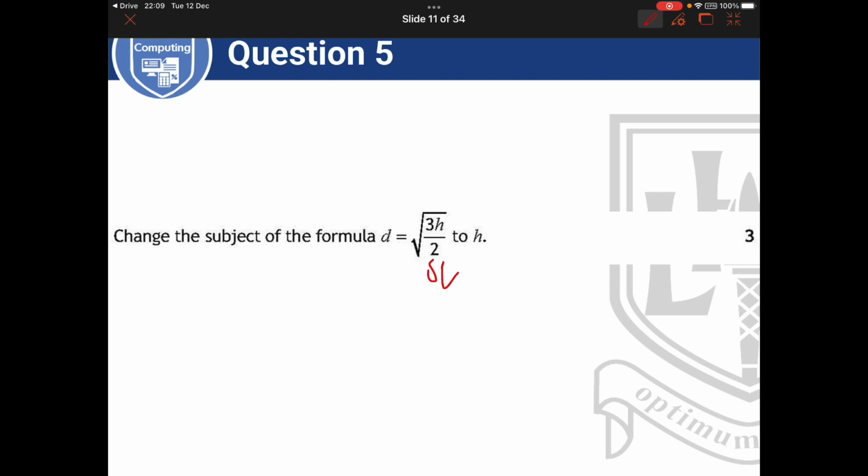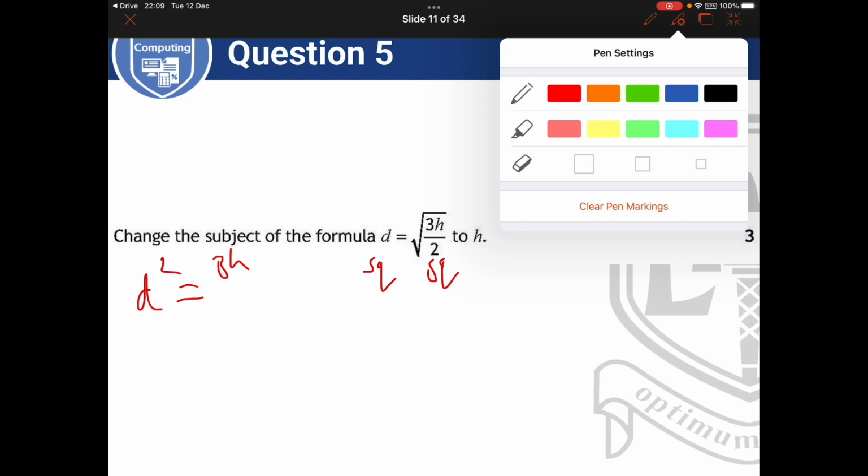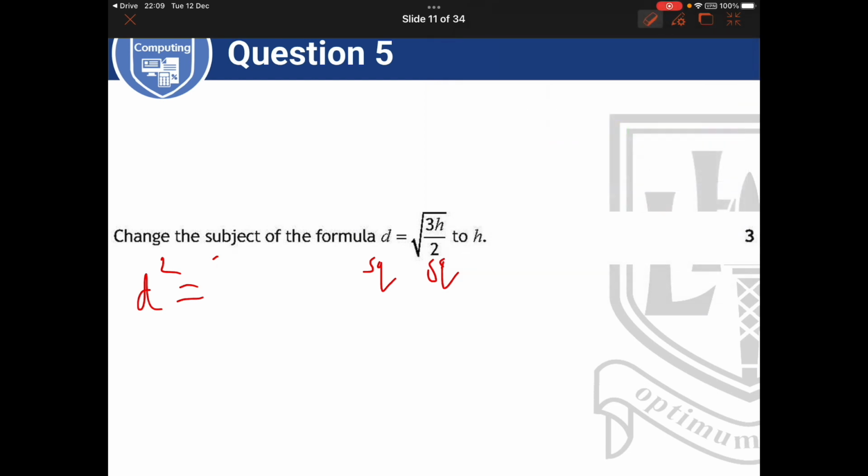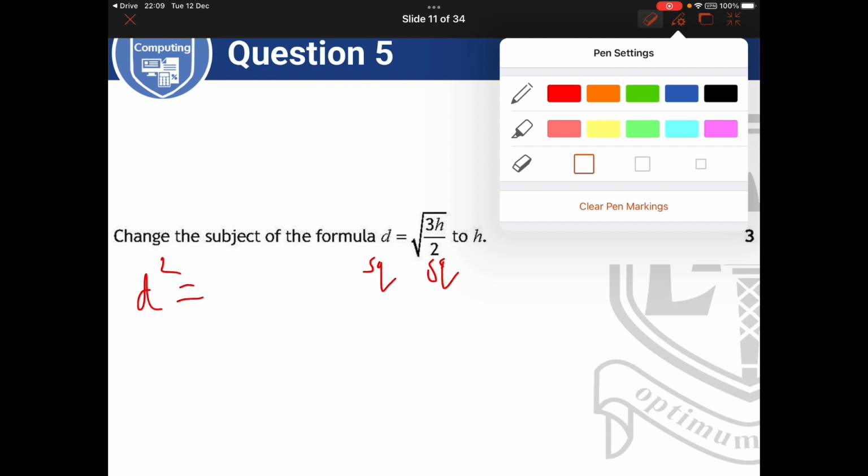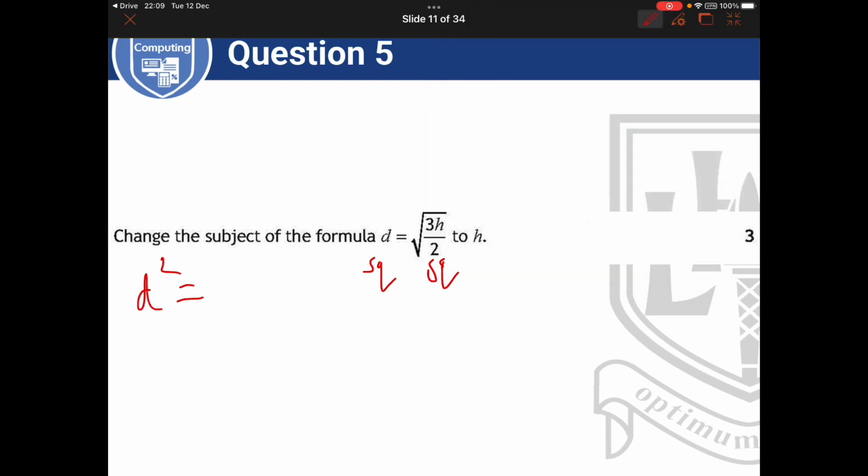So you can write underneath to signify what you're doing. You can write SQ, you can put a wee power of 2, you can do what you like. So d is going to get squared on that side, so d squared. And then the squaring on this side is just going to get rid of that square root. We're doing the opposite operation. So that's 3h. That's a bit of a mess, that one. So undo the square root is going to give me 3h over 2.